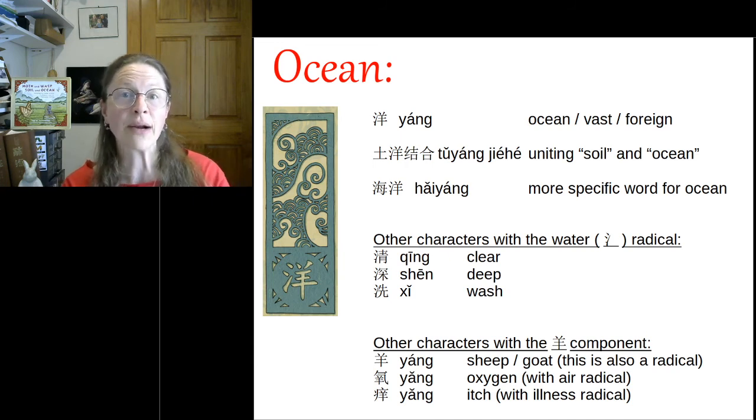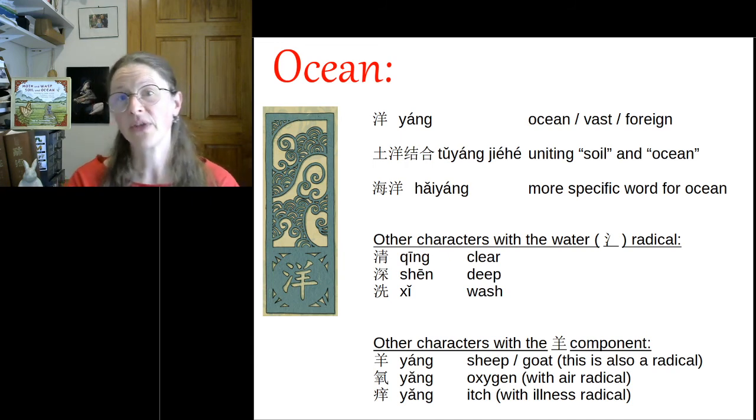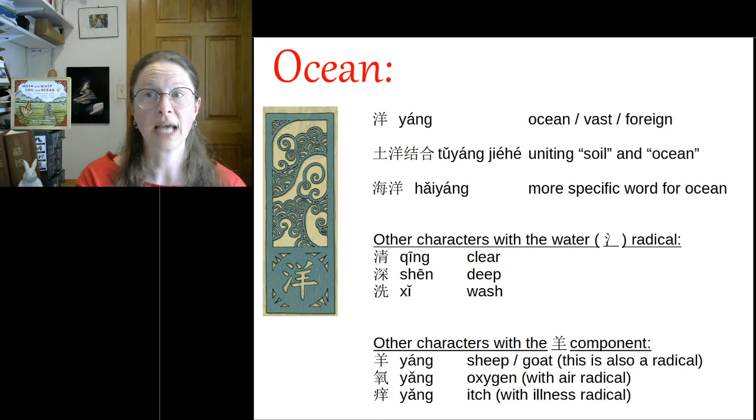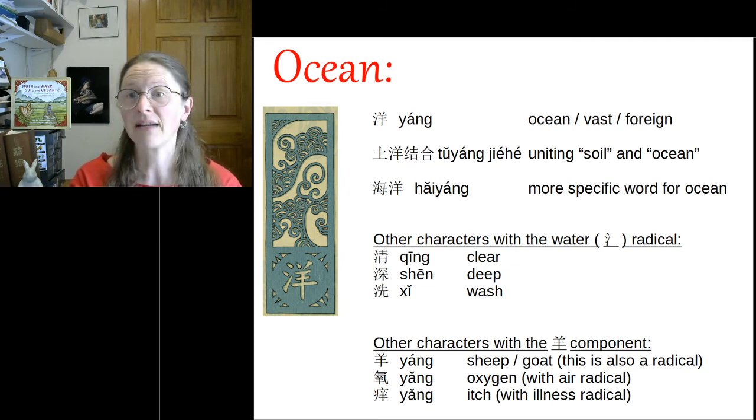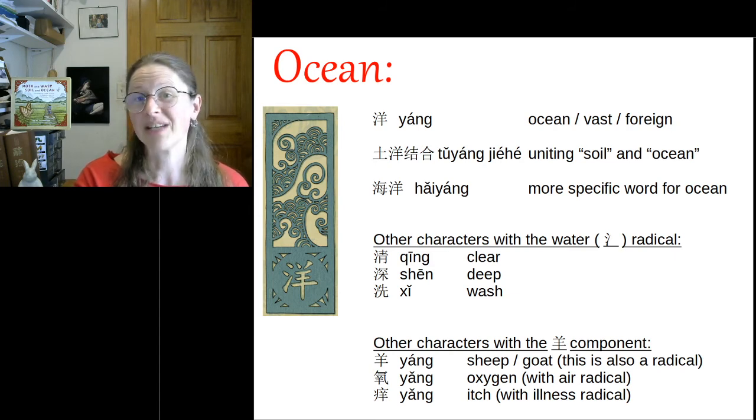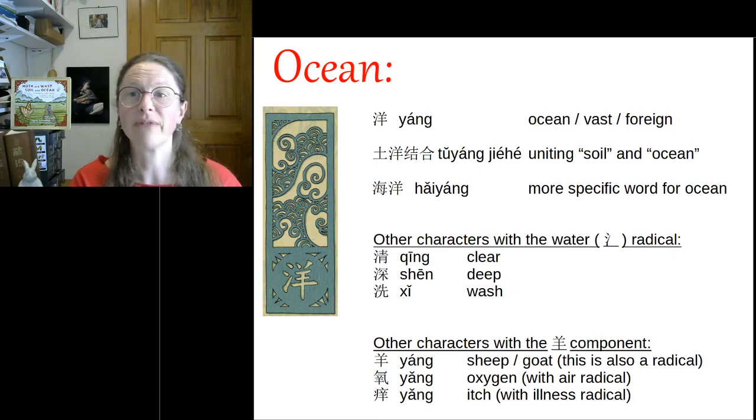And so we see a very prominent character in the Moth and Wasp picture book is this character yang, which has the basic meaning of ocean, but also connotes vast and foreign. And I talk about the symbolism of this word and how it's used in the phrase uniting soil and ocean. I talk about that especially in the Solidarity Science video that's also on this channel. Here I'll just focus on the character itself.